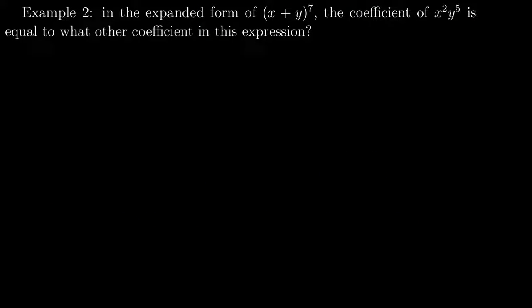So here's an example. This one is related to the binomial theorem. I'll get more into that in a different video. But here's the idea. So if I'm expanding this, and I don't know Pascal's triangle or the binomial theorem, what I would end up doing is multiplying x plus y to itself 7 times.